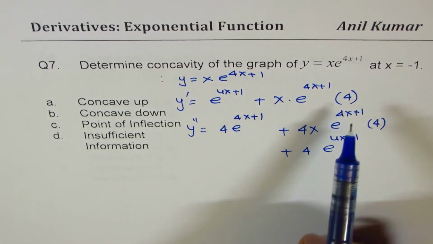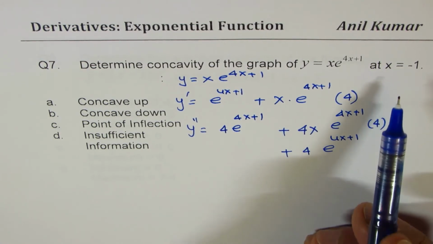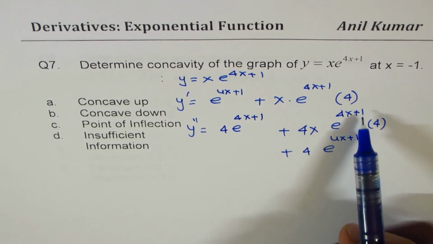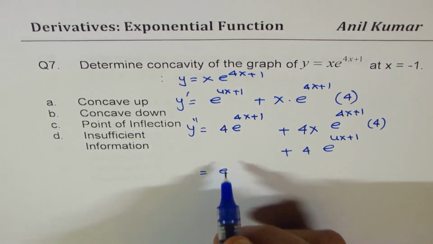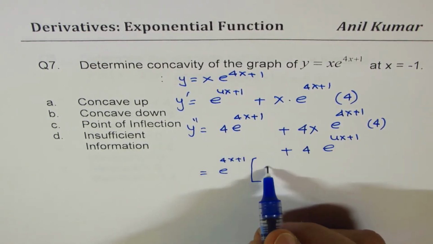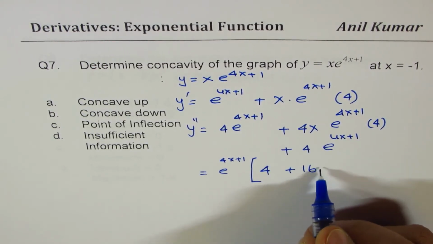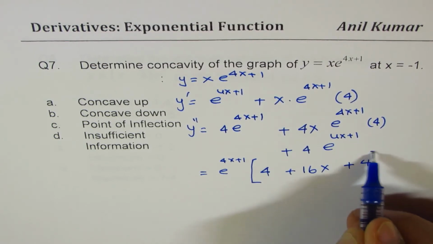Okay, we need to find concavity at x equals to minus 1. So what we can do here is substitute minus 1. You could simplify. Okay, so let's simplify. E to the power of 4x plus 1 is common. So what we get here is 4 from the first term. Second term gives us 16x. And third term again gives us plus 4, right? So that's what we get.